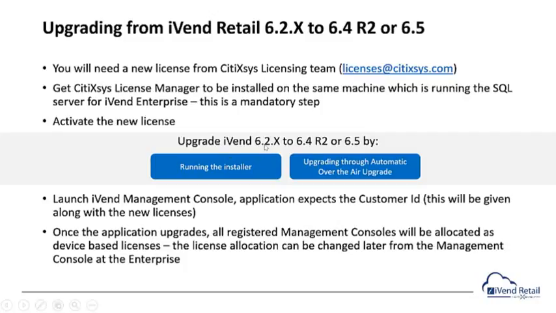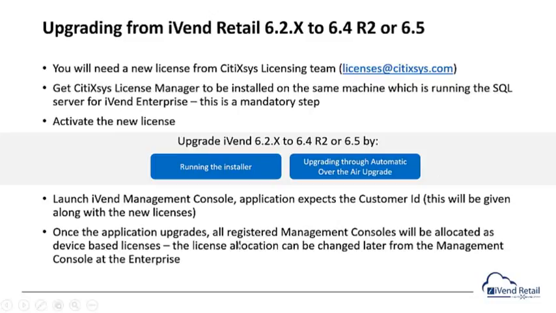You upgrade 6.2.x to 6.4R2 or 6.5, depending upon where you want to upgrade. Our recommendation is that if you are upgrading from a dated version, you would be better off upgrading directly to 6.5 rather than first to 6.4 and then to 6.5, though it doesn't really matter. You could upgrade using an installer or through automatic over-the-air upgrades.